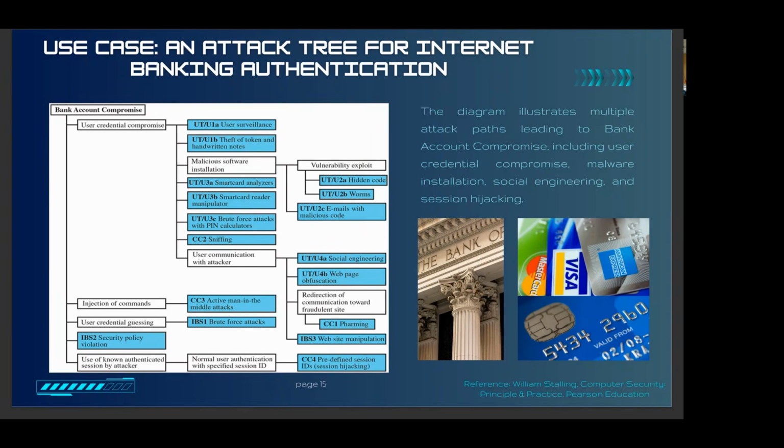So for example, we go through the first part. If they are using user credential compromise, how do they obtain this kind of credential? There are multiple ways to do it, right? For example, they use user surveillance, try to see, for example, some sort of CCTVs and so on.